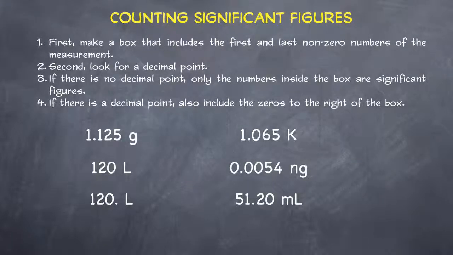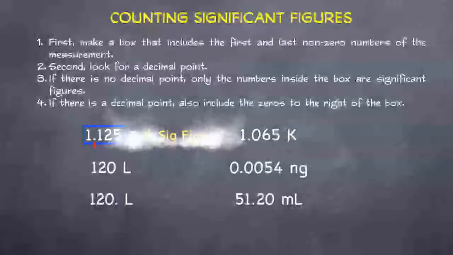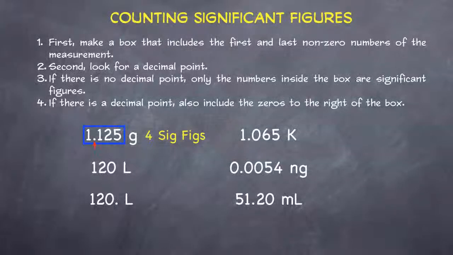Now, here we have 6 examples, and let's go ahead and do each one in turn. For the first one, we put a box around the first and last non-zero digits, and we look for the presence of a decimal point. Now, there are no zeros, so there's not much point in finding the decimal point. And so this one has a total of 4 significant figures. That's all the digits in the box count.